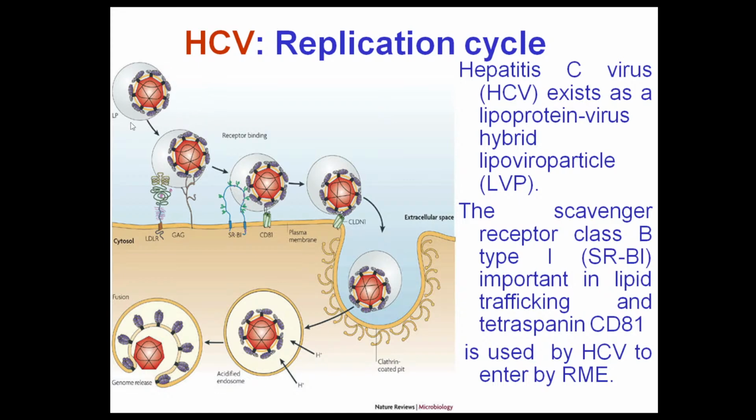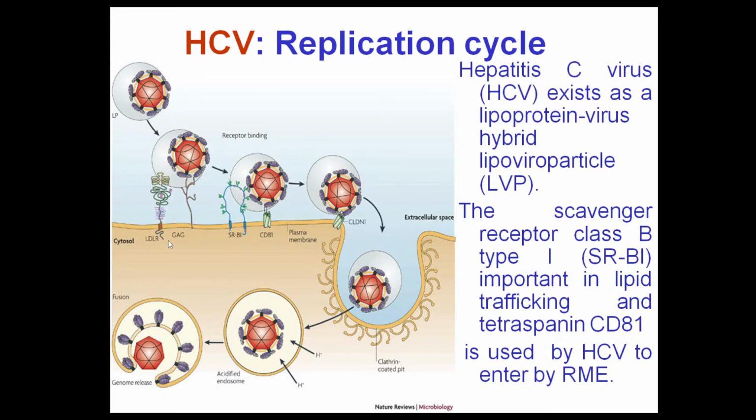Because in the body it exists as a lipoprotein-virus hybrid, a lipoviral particle, that is LVP. It is covered with low density phospholipids of the human body. And then it doesn't cause a vigorous immune response, that's why.